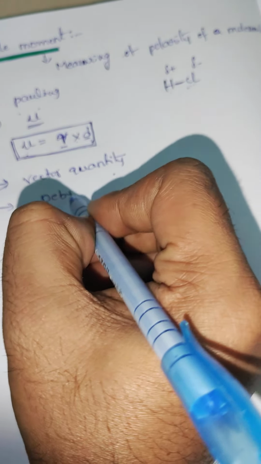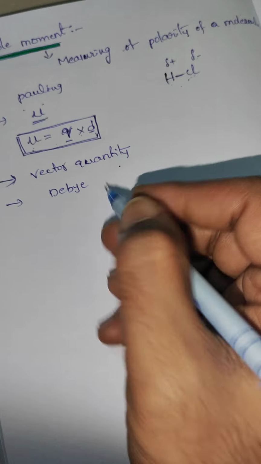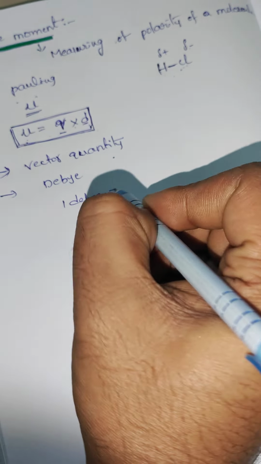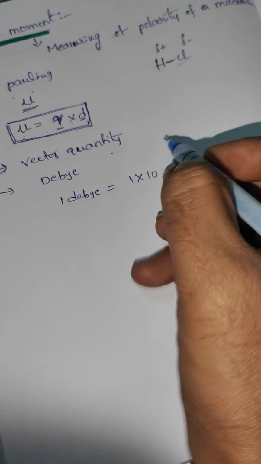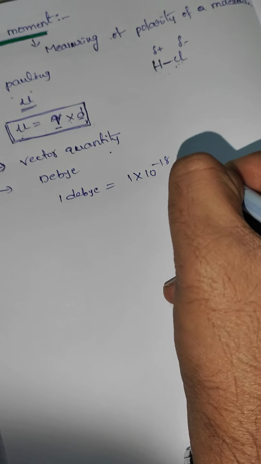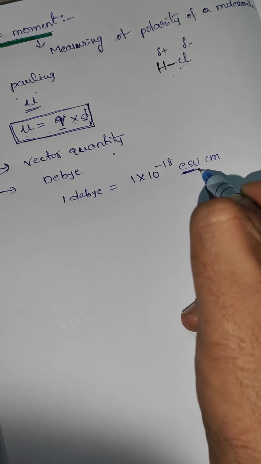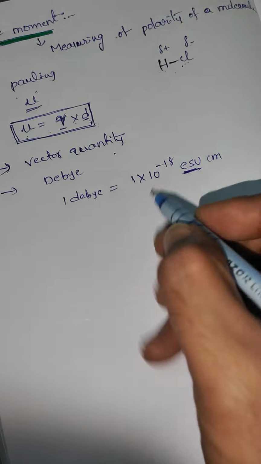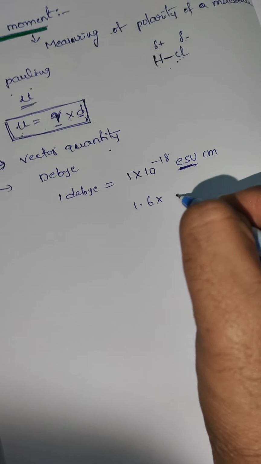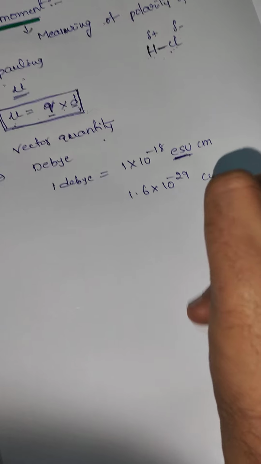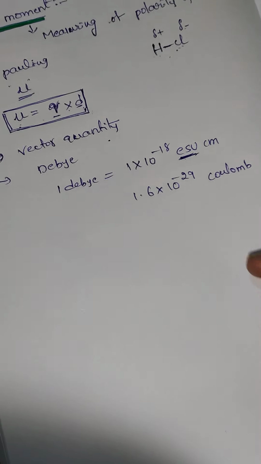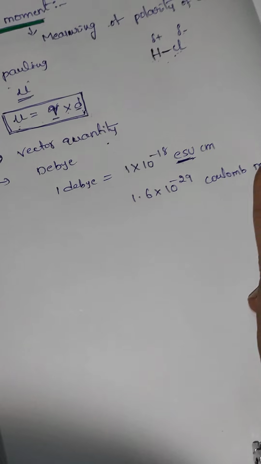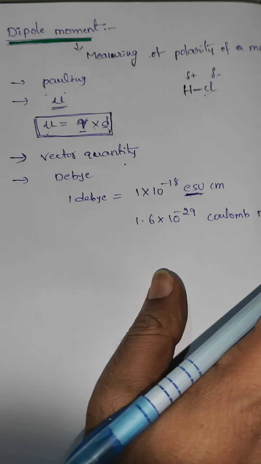How do we calculate it? Mu is equal to Q into D. What are the units of dipole moment? The unit is the debye, D. 1 debye is equal to 1 into 10 to the power of minus 18 ESU centimeters. ESU means electrostatic units. It is also 1.6 into 10 to the power of minus 29 coulomb meter.